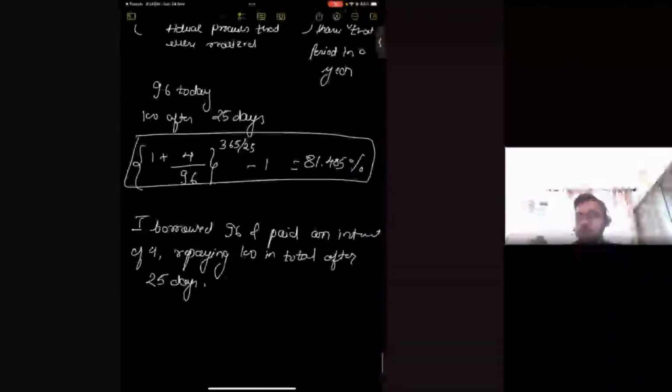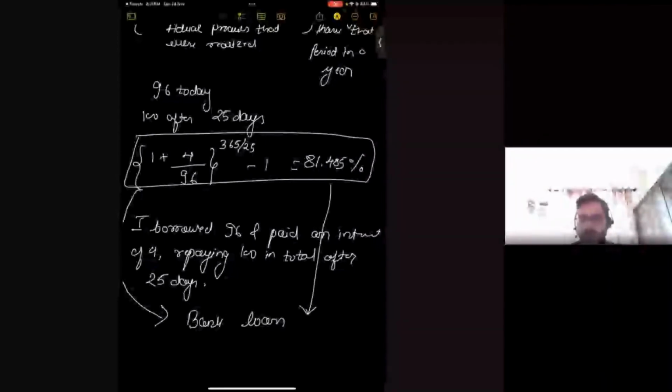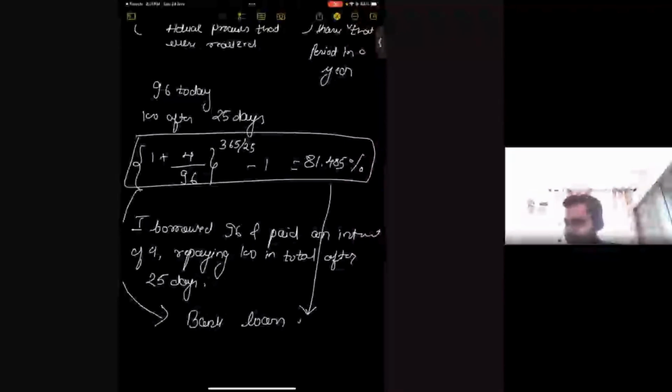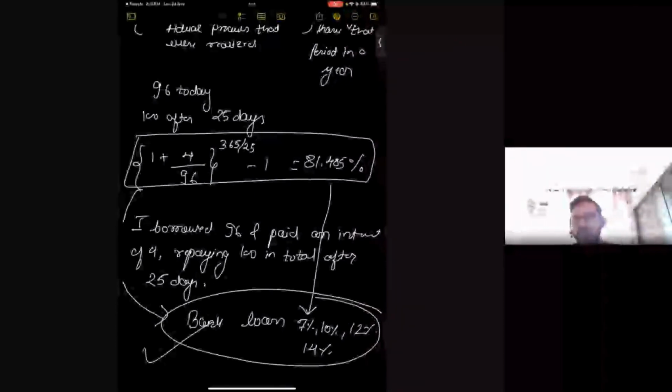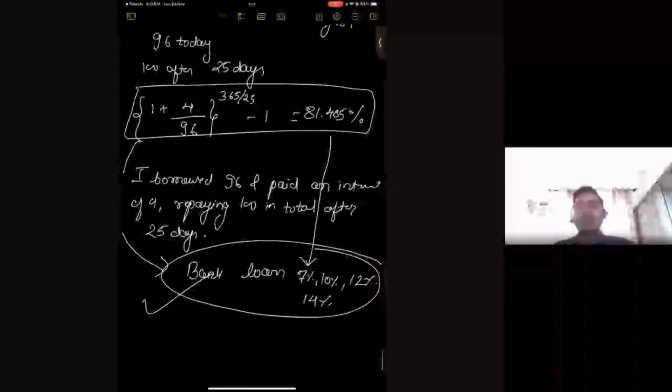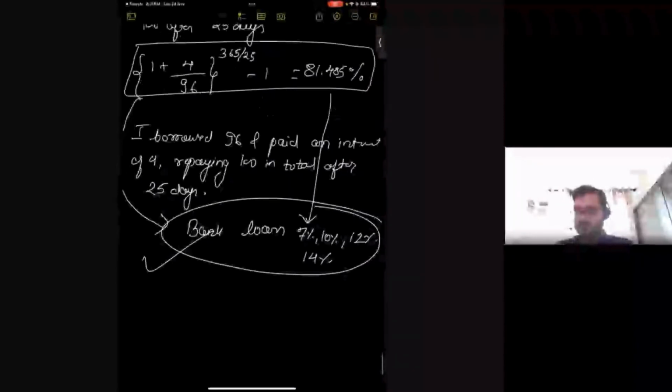If I am able to get a bank loan which is anything less than 81.485%, which usually is always less, then it can be 7%, 10%, 12%, maybe 14%. I should always utilize this bank loan rather than utilizing this credit facility, because it's an ultra expensive credit facility that has been offered to me.